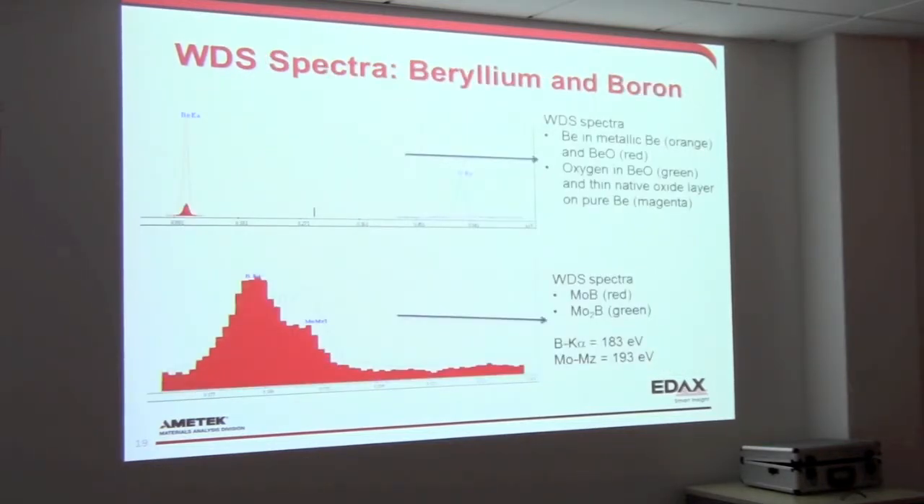We saw a couple of nice examples of the boron sensitivity. With options, you can go down and detect beryllium. So these are pure beryllium and beryllium oxide, and then here is boron in 2 different moly borides. The other thing to realize is there is a small molybdenum peak with the boron peak, and there is an overlap down there, but you can analyze the boron peaks very nicely.